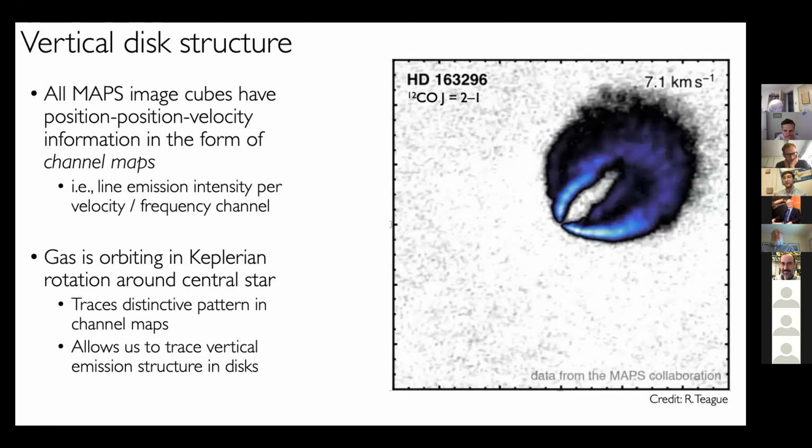So here we're picking the channel at 7.1 kilometers per second. And here we can actually see both sides of the disk. We can see the front side of the disk and map it out. We can also see the back side of the disk separated. This is because the MAPS disks are at a moderate inclination. And if you look at the right channel, you can infer the vertical distribution of your gas emission, just like this.